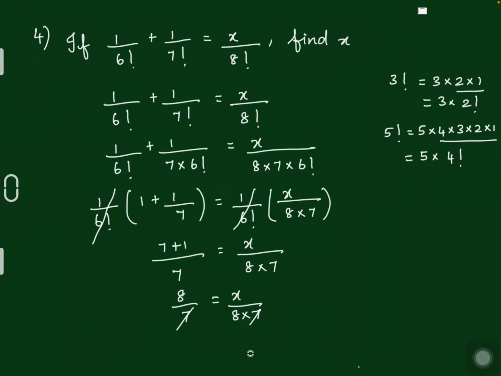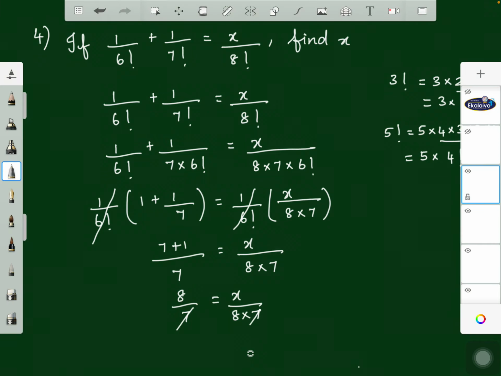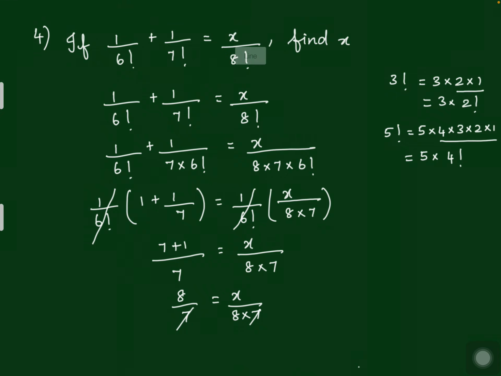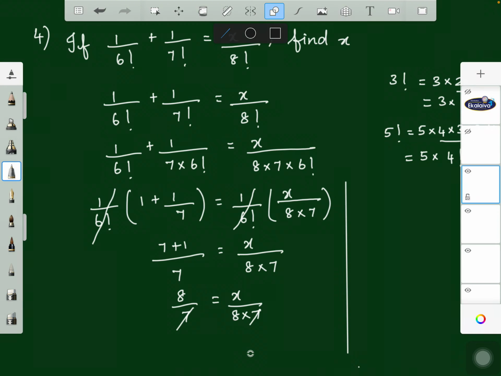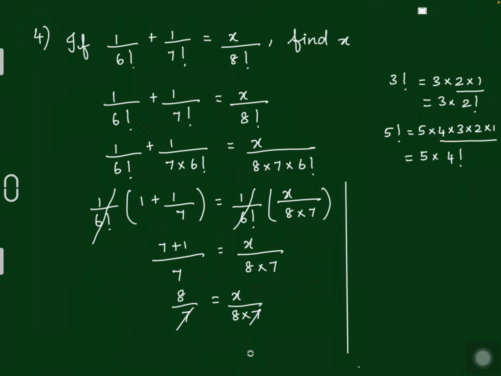This 7 you can cancel, and 8 is equal to x by 8. So what is left out? 8 is equal to x by 8. I take 8 to the other side. So x is equal to 8 into 8. So the value of x is equal to 64.